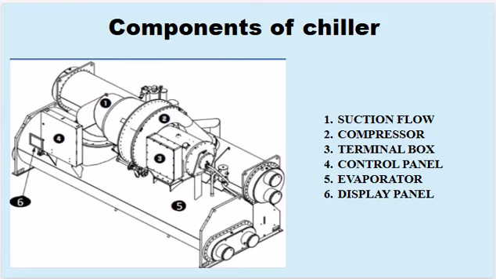The evaporator is where the refrigerant absorbs heat from the liquid being cooled. Finally, the display panel shows real-time data on the chiller's status, such as temperature and pressure. Each component plays a vital role in the efficient and effective operation of the chiller system.